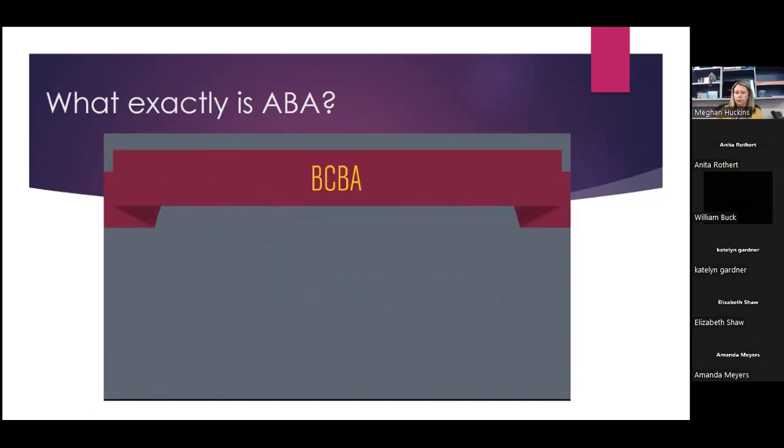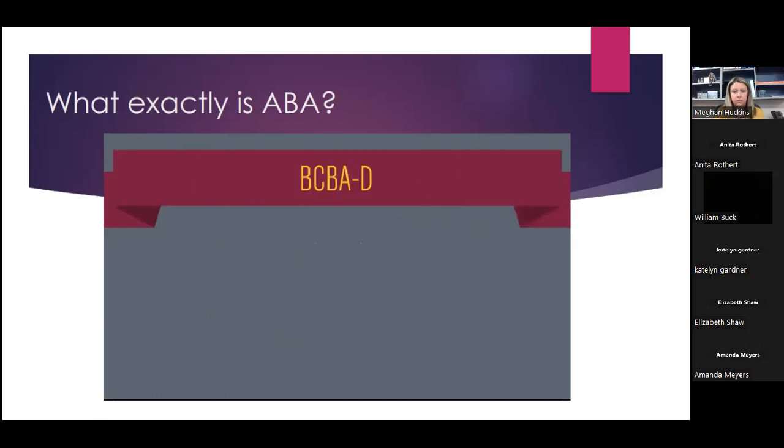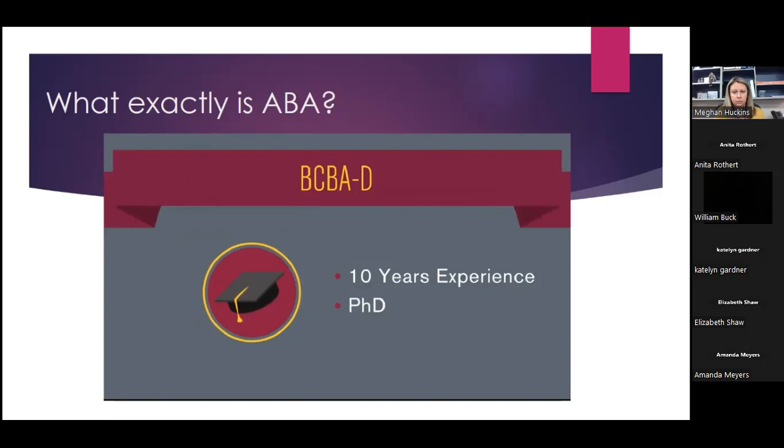If you choose to further your education, you can become a BCBA or a Board Certified Behavior Analyst. As a BCBA, you will create tailored treatment plans for your clients' needs. This will require a master's degree or higher and will typically pay around $75,000 to $100,000 a year. If you want to become a BCBA-D or doctoral level Board Certified Behavior Analyst, you will need 10 years of experience as a BCBA as well as a PhD. BCBA-Ds typically earn $100,000 or more a year. In order to open your own clinic, you must be a BCBA or a BCBA-D.